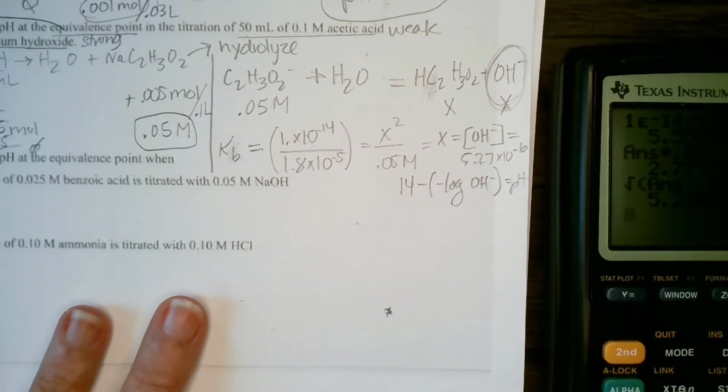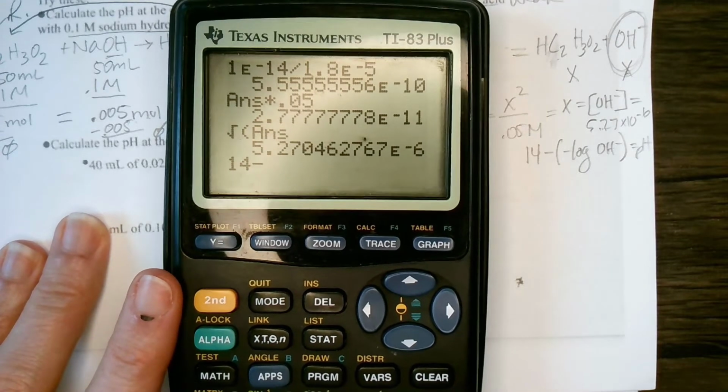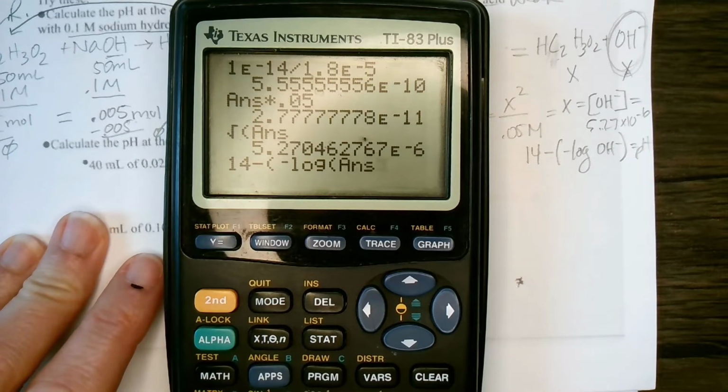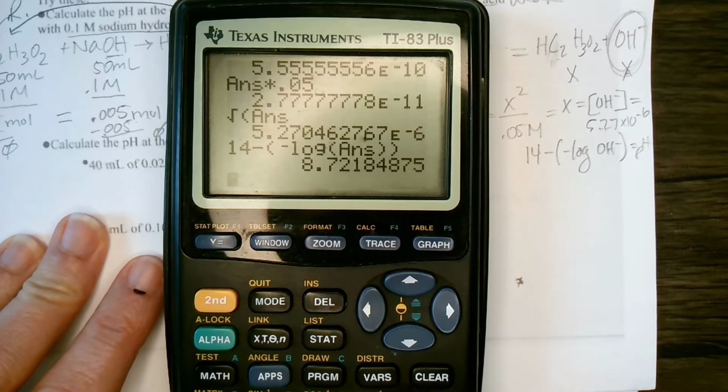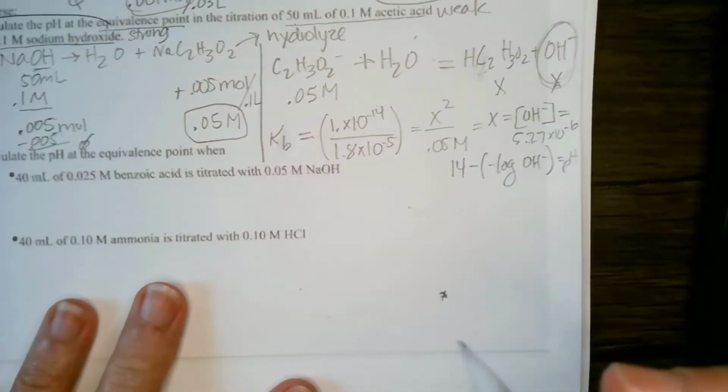So let's just take that all together. 14 minus the negative log of my answer. And I get 8.72 for my pH.